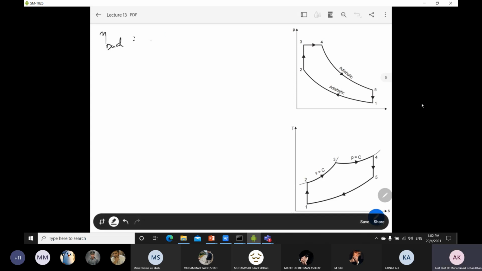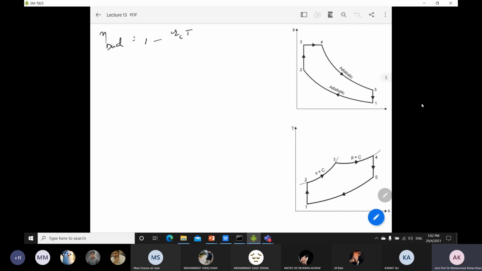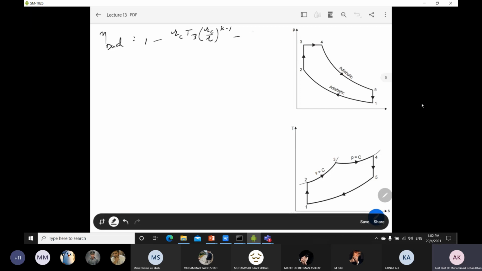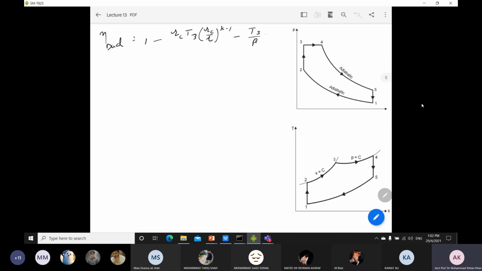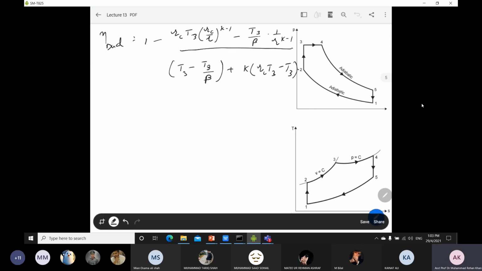Okay, so now your equation 1 becomes 1 minus, if I put the value of T5, it will be RC T3 times RC over R to the power K minus 1, minus, and if I put the value of T1 into equation number 1, it will be T3 by beta times 1 over R to the power K minus 1, and in the denominator it will be T3 minus, if I put the value of T2, which is T3 over beta, plus specific heat ratio K times RC T3, which is the value of T4, minus T3.